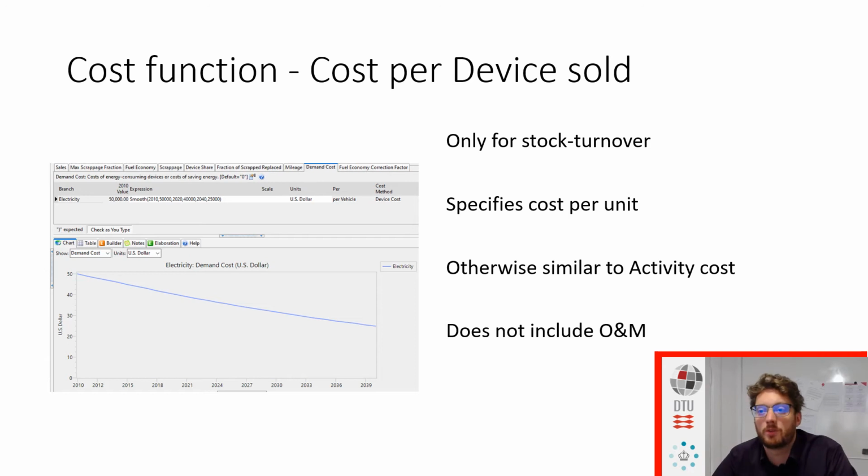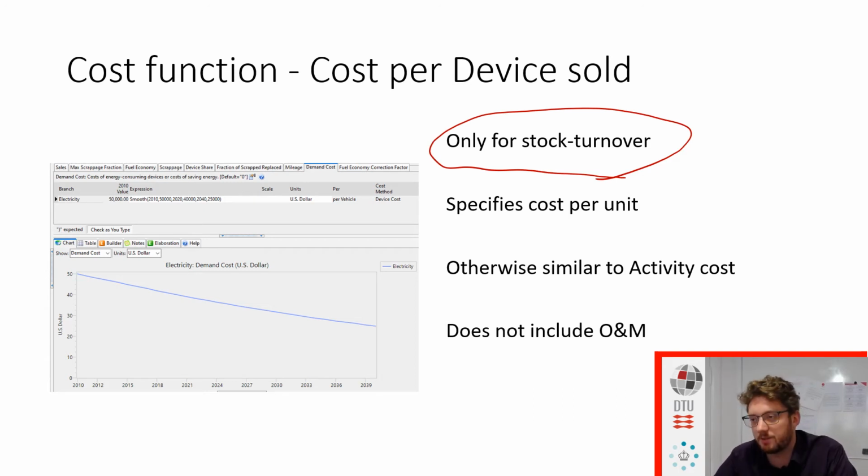Then we have the cost per device sold. This is only really applicable for places where we have stock turnover. So that's pretty important. It also specifies the cost per unit, which is quite nice because then you can define the cost. If you do use relative cost, you could say how much is the cost of an electric car compared to a normal ICE car, or how much is the cost of a very energy efficient fridge more than the non-efficient fridge. And since it is cost per unit, it means it is also the only sales cost.